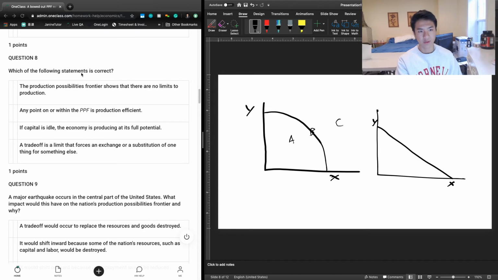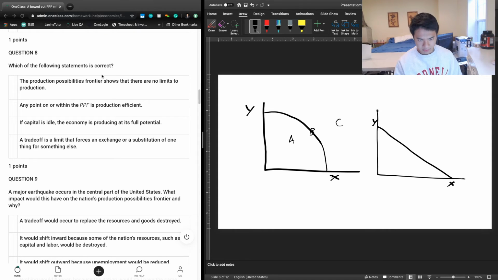Number 8, which of the following statements is correct? The production possibilities frontier shows that there are no limits to production. In fact, it does not. That's the opposite of what it shows. So it shows that there are absolutely limits to production given by the frontier, and A is not possible. B says any point on or within the PPF is production efficient. Again, we said that yes, if you're on the PPF, you're efficient, but if you're within the PPF, you are possible but not efficient. That is area A we see over here, and you could be using more of the resources because you have resources left over that aren't being used.